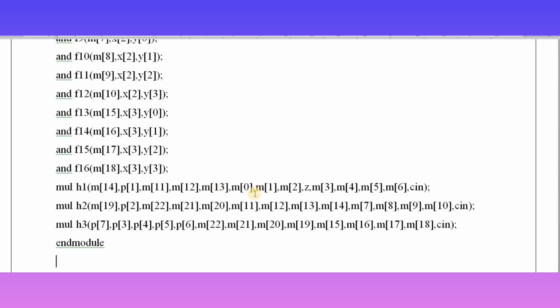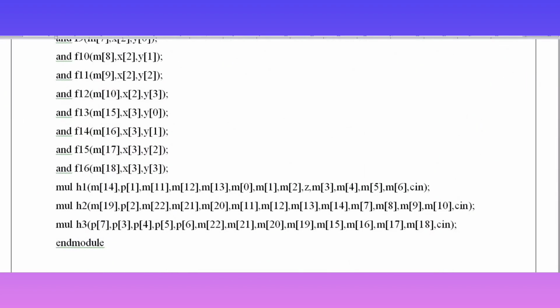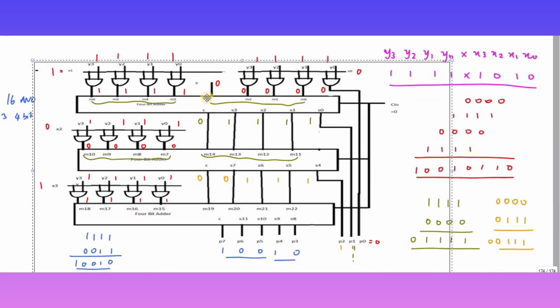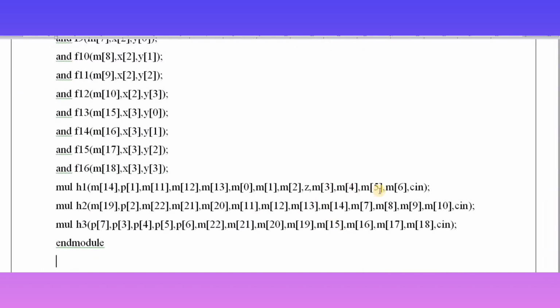Okay, next M0 to M3 and M4 to M6. So where is my M0? M0, M1, M2 and Z, right? Then M3, M4, M5, M6 and Cn. Okay, Cn is here.